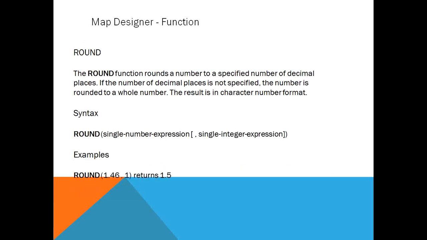The next function is round. It is basically a mathematical function. It rounds a number to a specified number of decimal places. If the number of decimal places is not specified, the number is returned as a whole number. The result is in character number format. It will round the decimal places to whatever we give. Like a mathematical function, it accepts two arguments. The first argument is the number. The second argument is to how many decimals we have to round, whether two decimals, three decimals, four decimals.